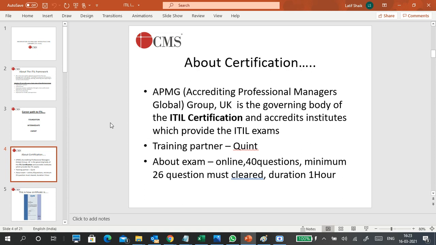There are 40 questions, and 26 questions must be cleared within 1 hour. I got around 36 or 34. I don't even remember how much score I got, because on the certificate there is no score. On the certificate it only says you completed the certification. That's it.